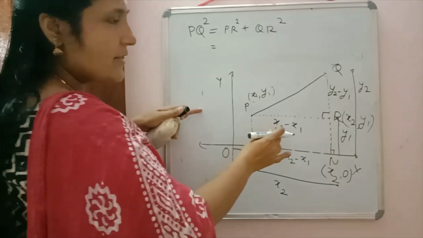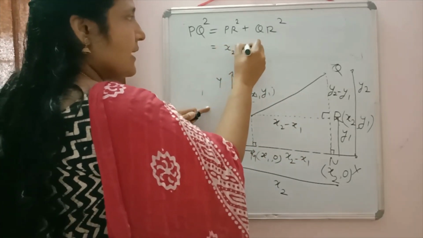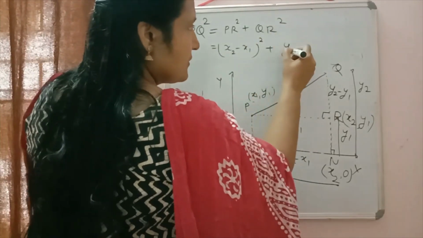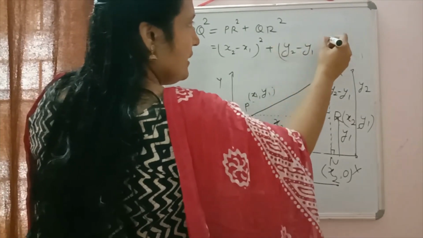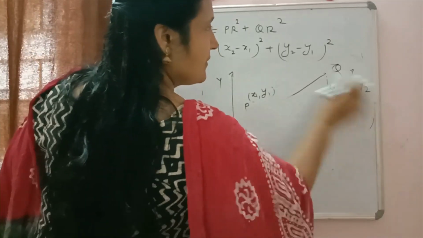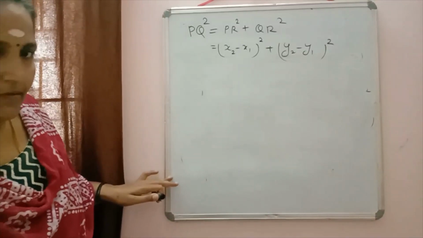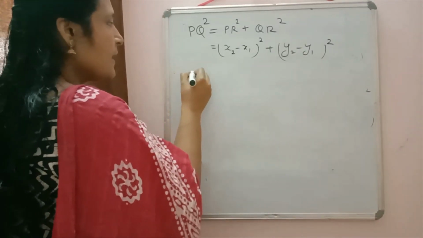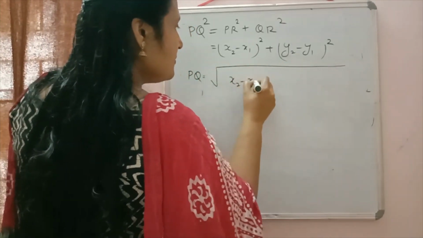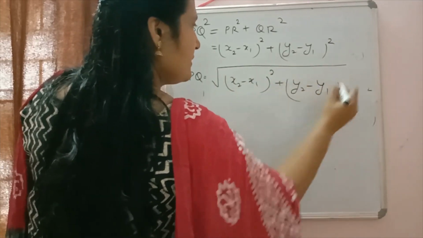And PR, we already wrote, the distance PR is equal to x2 minus x1. So x2 minus x1 the whole square plus QR, which is y2 minus y1, the whole square. So we got PQ square is equal to x2 minus x1 the whole square plus y2 minus y1 the whole square. Therefore, PQ is equal to square root of x2 minus x1 the whole square plus y2 minus y1 the whole square.